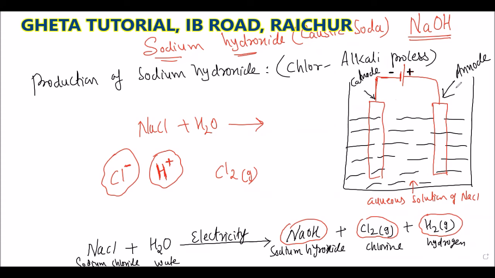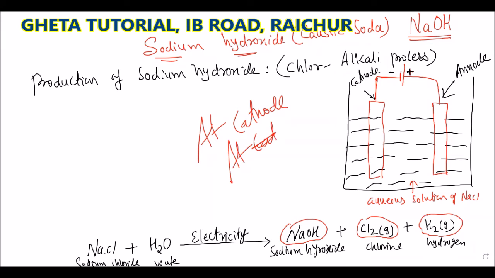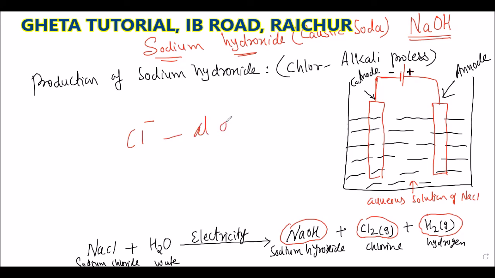Tell me, at cathode and at anode, where will you get the chloride ion, at cathode or at anode? Okay, here the answer is at anode. Chloride ion, Cl minus, you will get at anode.